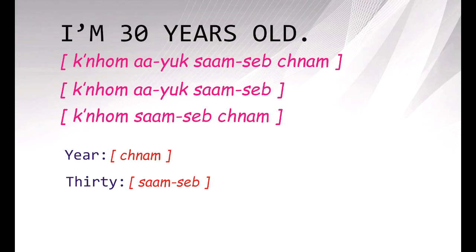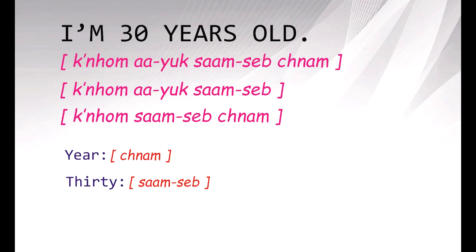And you have one more option. You have three options to say. Okay, the first one already. And number two, you just say khnyom ayuk sam sap. So chnam you can silent it because we understand. Because chnam is year, right? So you just say I'm 30. Number one, you say I'm 30 years old. And number two, you just say I'm 30.